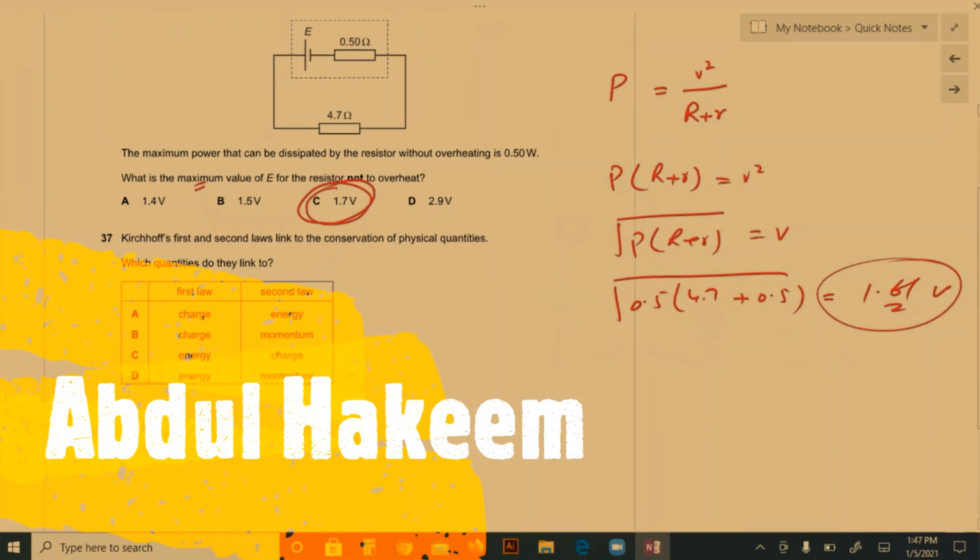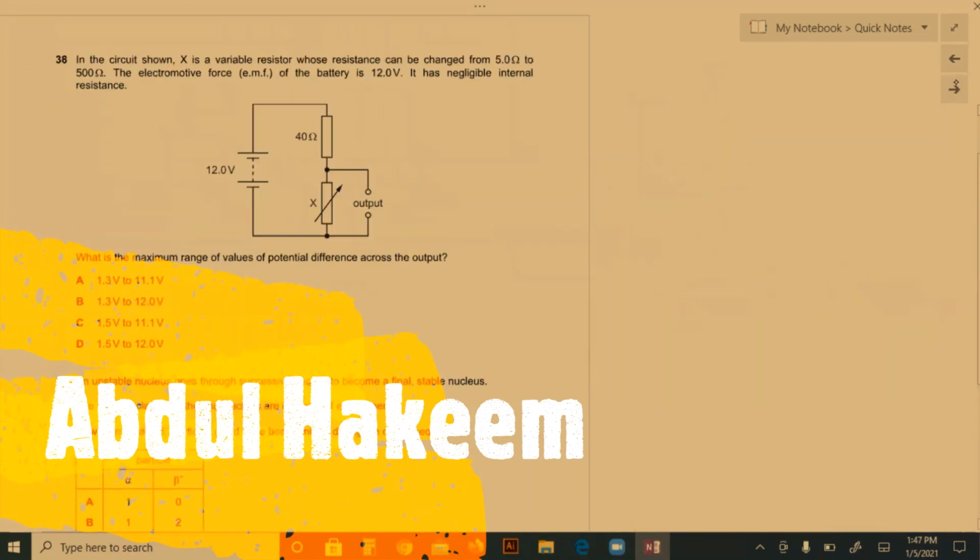Number 37, Kirchhoff's first and second law are linked to the conservation of which physical quantity. The first law, yes, simple, law of conservation of charge, and the second law, the law of conservation of energy.